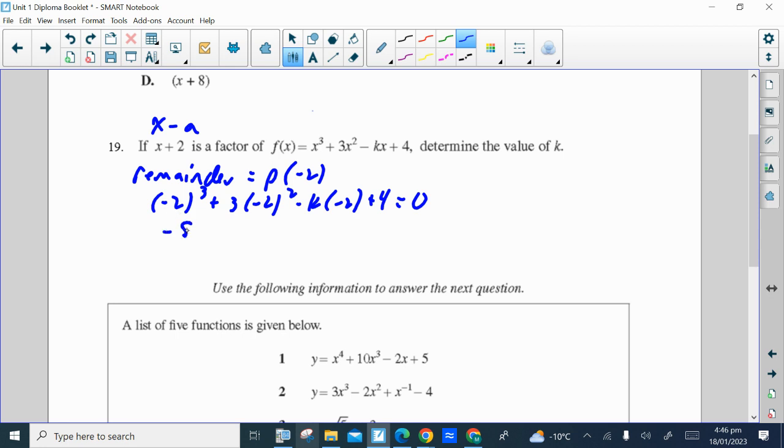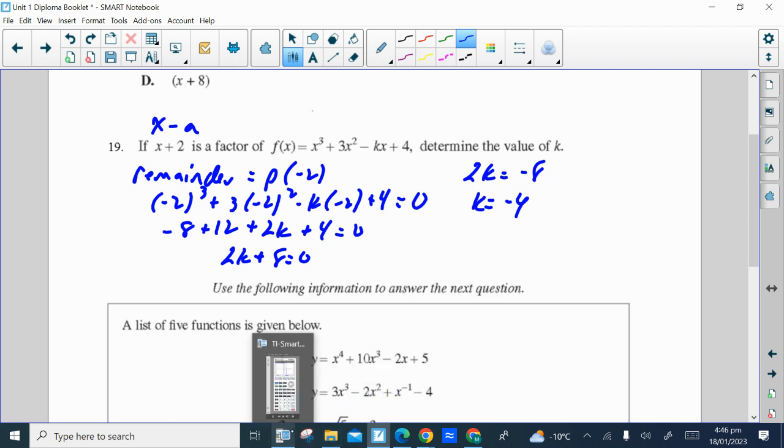Negative 2 cubed is negative 8. Negative 2 all squared is 4 times 3 is 12. Negative k times negative 2 is positive 2k. Negative 8 and 12 is 4, plus 4 is 8. Subtract the 8 from both sides and divide by 2. And there's our answer. k is negative 4.